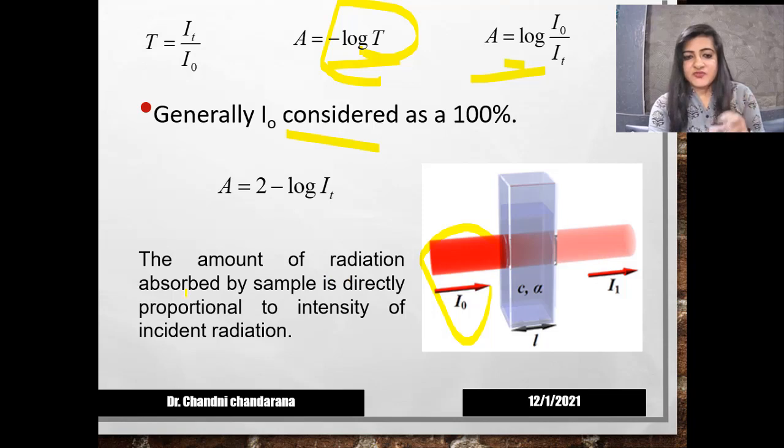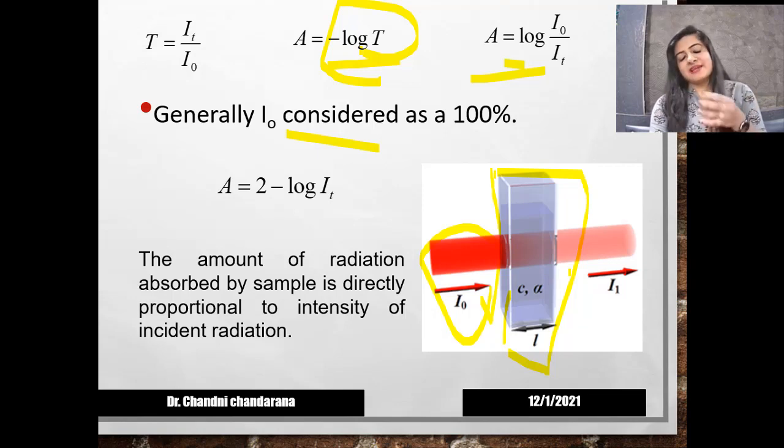Now, the amount of radiation absorbed by the sample. See, this is your cuvette. This kind of cuvette you are going to utilize in UV. Here you can put your sample, and you can take your UV spectra by keeping your sample in this cuvette.